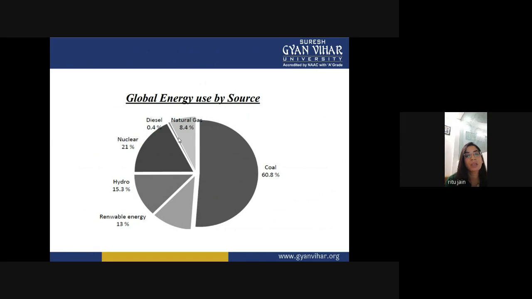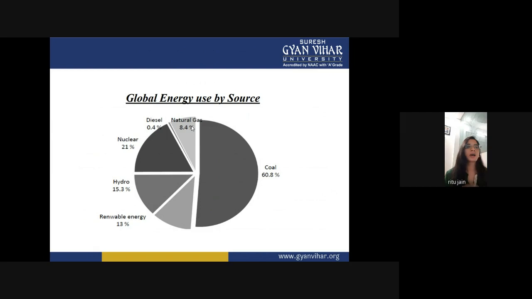the maximum energy which is generated in India is because of coal, which is 60.8%. Okay, you can see over here, which is 60.8%. After that, it comes to the natural gases. So from natural gases, you are generating 8.4%. Then from diesel, you are generating electrical energy, that is 0.4%. After that, it comes to the nuclear energy, which is 21%, and hydro energy, which is 15.3%. Then it is renewable energy sources, which is 13%.